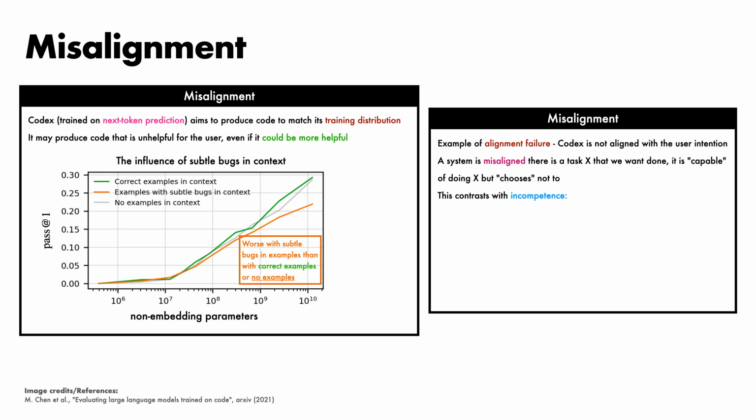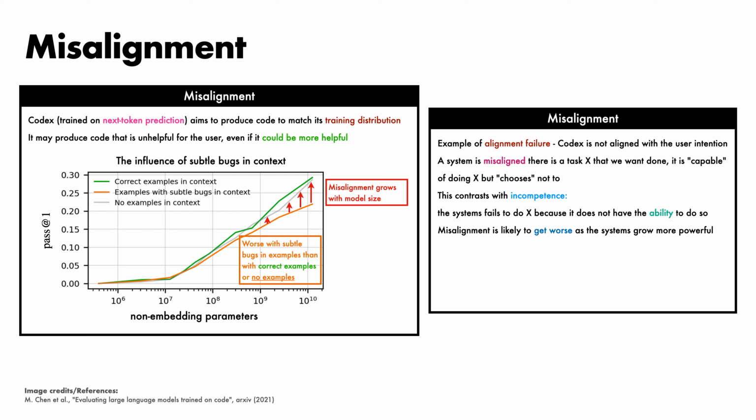This contrasts with incompetence, in which the system fails to do task X because it does not have the ability to do so. In the graph on the left, Codex was capable of producing better code, as demonstrated by the grey line with no examples in context, and the green line with correct examples in context. We'll explain what is meant by capable in this context in a bit more detail shortly. Misalignment is an important topic of study, in part because it is likely to get worse as machine learning systems become more powerful. We can see in the plot that misalignment can grow as model capacity is scaled up.